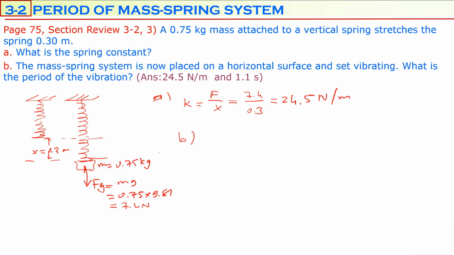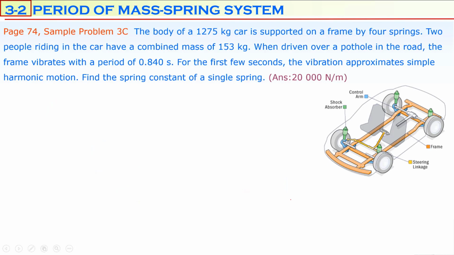And part b: the mass spring system is now placed on a horizontal surface and set vibrating. What is the period of the vibration? Let's write the equation for the period, 2 pi root m over k. So 2 pi is 6.28, m, the mass of the object, is 0.75, and the spring constant is 24.5. Take this into the bracket. Let's do the calculation: 1.1 seconds.